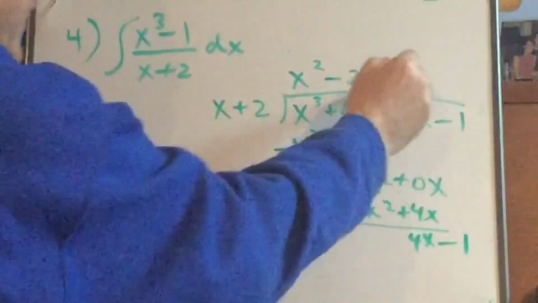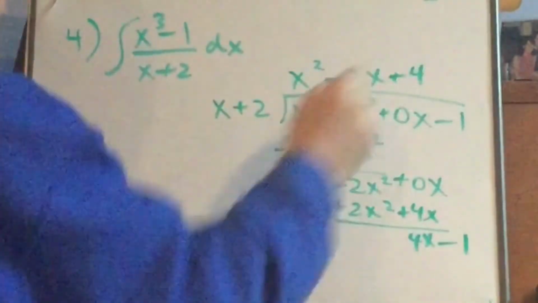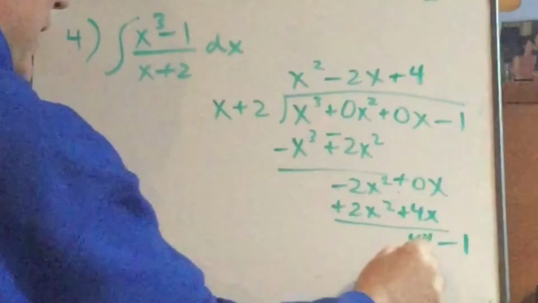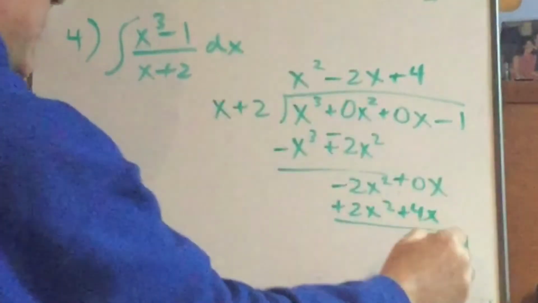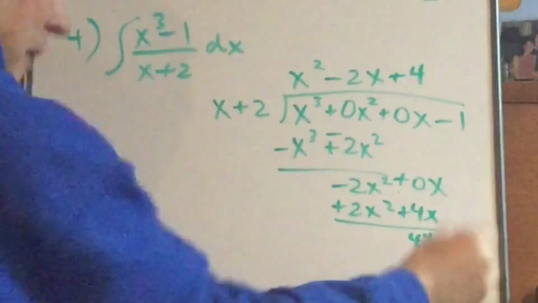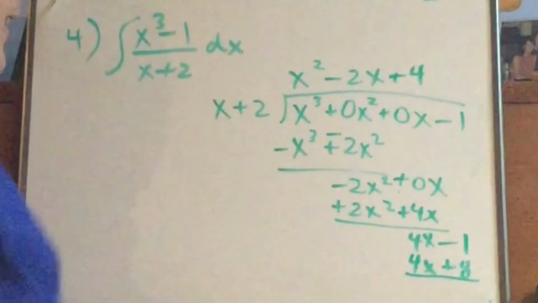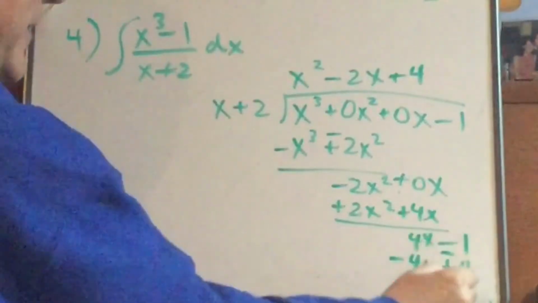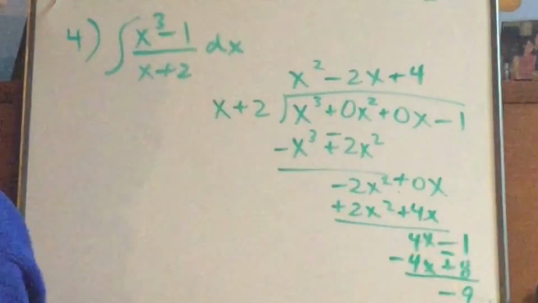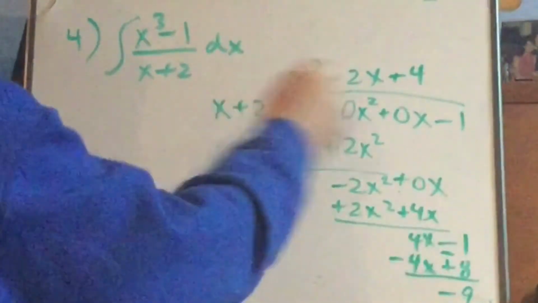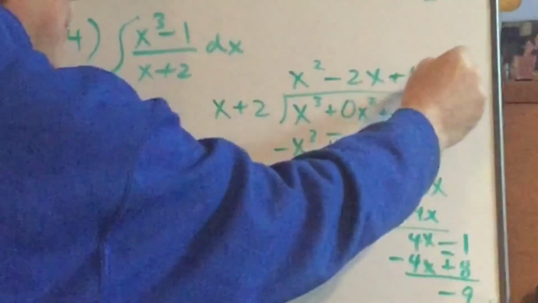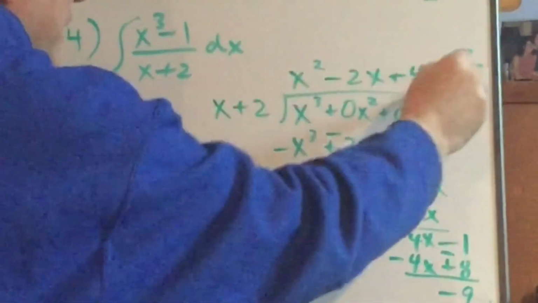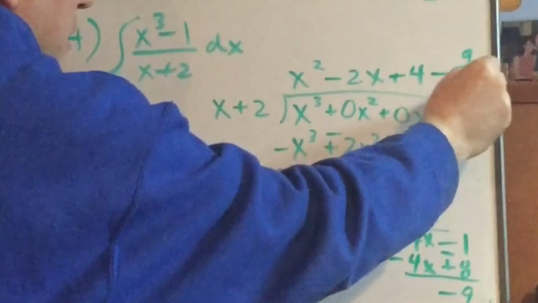X goes into 4x 4 times. 4 times x is 4x. 4 times 2 is positive 8. But because I'm subtracting, I'm going to change these signs to their opposites, and I get negative 1 and negative 8, which is a remainder of negative 9. And I'm going to make a mixed fraction out of this and just put minus 9 over the divisor, which is x plus 2.